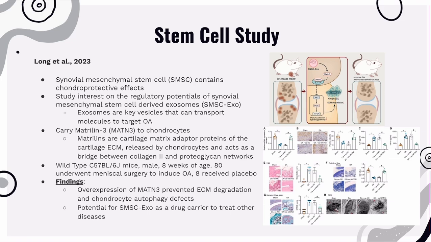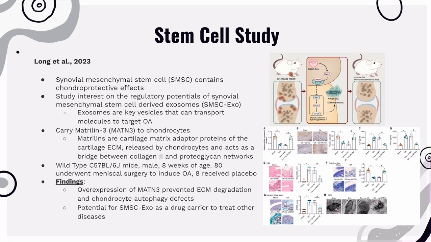Studies with stem cells are being actively researched to discover a new treatment for osteoarthritis. Synovial mesenchymal stem cells are known to have chondroprotective effects. This study by Long et al. began with an interest in the regulatory potentials of synovial mesenchymal stem cell-derived exosomes. This is because past experiments have shown that exosomes, such as those derived from bone marrow, carry components for intercellular signaling, promote metabolism, and inhibit chondrocyte apoptosis. These exosomes are key vesicles that can transport molecules to target OA and could be used as a potential therapy.